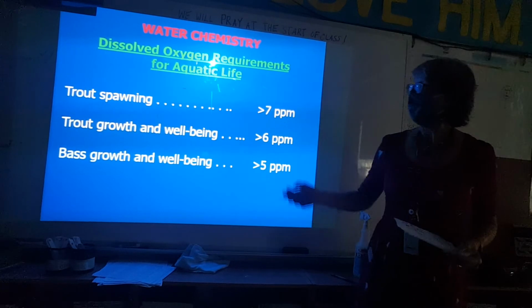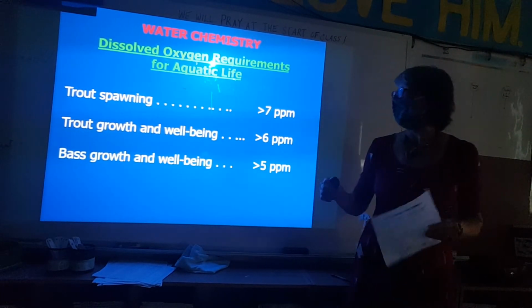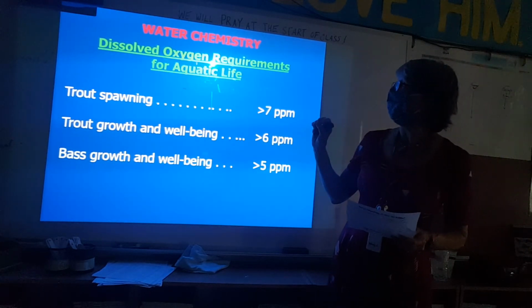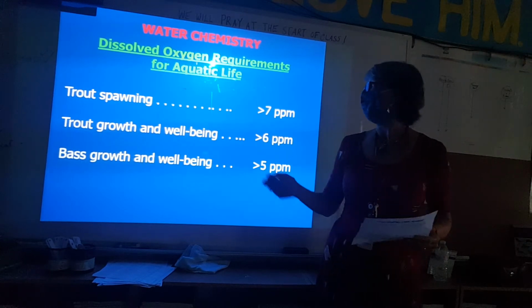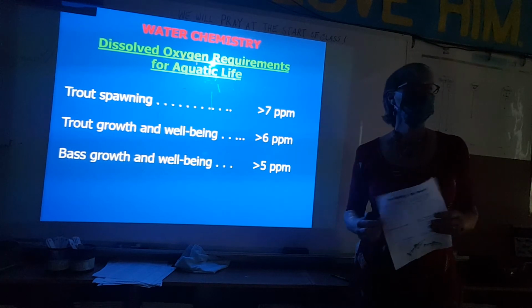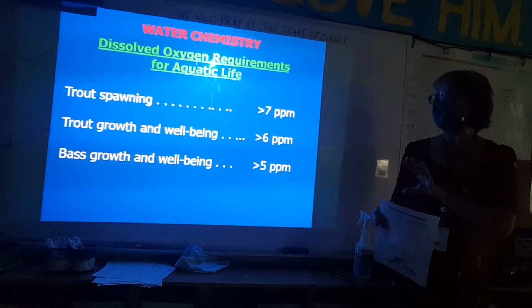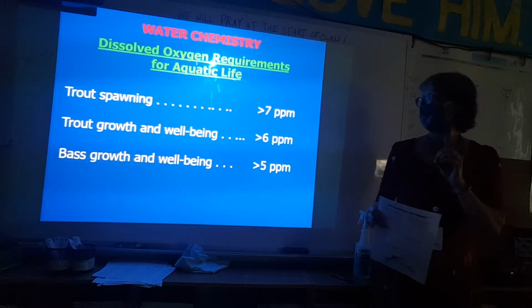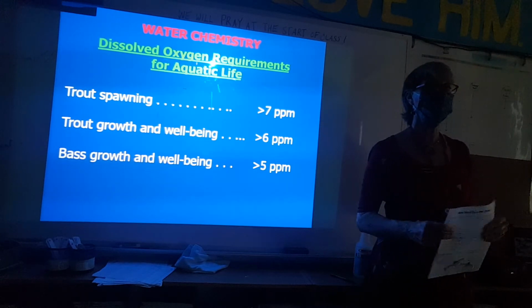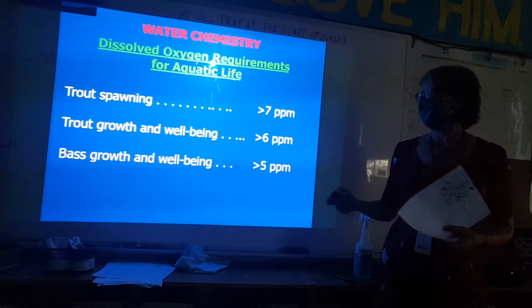Okay, now we're looking at dissolved oxygen in the water. Spawning is when they're making their eggs. What is the right parts per million of dissolved oxygen for spawning? That would be greater than 7 parts per million. Please write greater than 7. That means for every 1 million parts, 7 of them will be oxygen. So if you take 1 million molecules, 7 of those molecules will be oxygen.